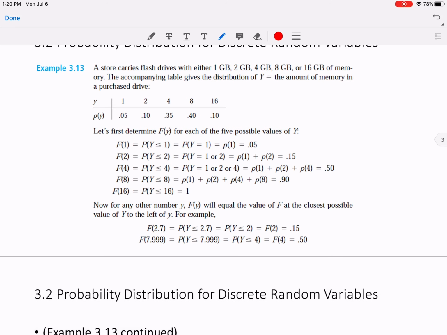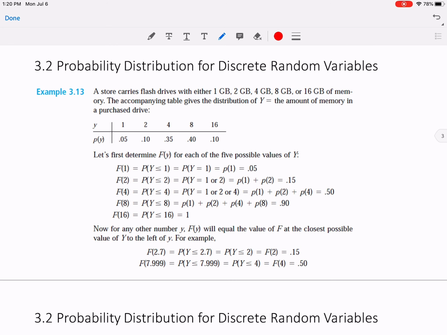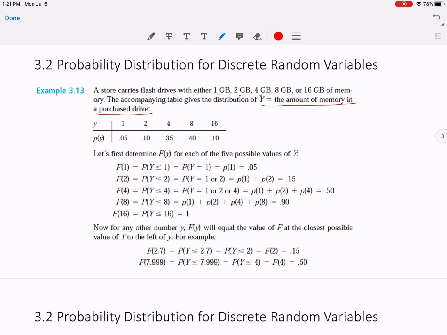This is from the textbook, 3.13. A store carries flash drives with either 1, 2, 4, 8, or 16 GB of memory. The accompanying table gives the distribution of y, the amount of memory in the purchased drive. So, since this is a distribution, we know that y could be 1, 2, 4, 8, and 16. So we get those 5 numbers here and the corresponding probabilities. This is the probability distribution. We get all of the possible outcomes and the probability of each outcome.